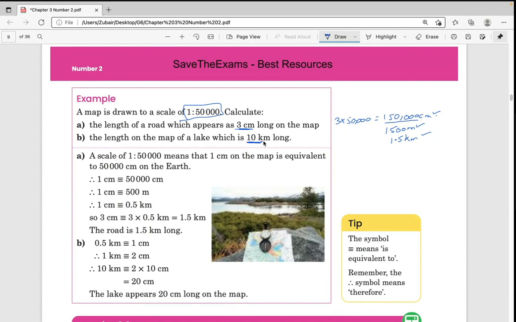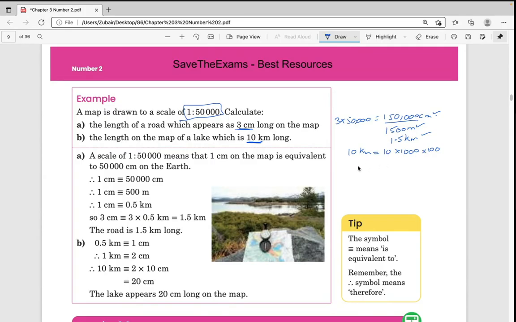B part says the length of map of lake, which is 10 kilometers long. Now it is 10 kilometer on actual ground. We can use this, but it is always better to convert in centimeters. So 10 kilometer is equal to 10 multiplied by 1,000. This is meters. Multiply by 100. Now this is centimeters. So I have 1, 2, 3, 4, 5, 6 zeros.